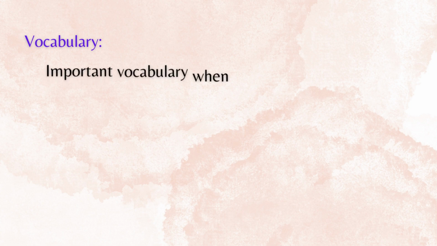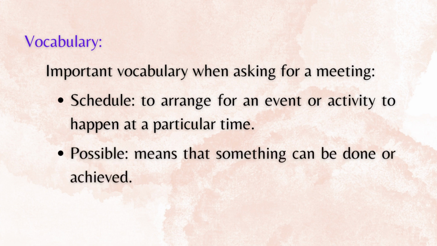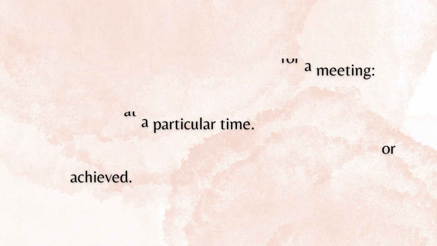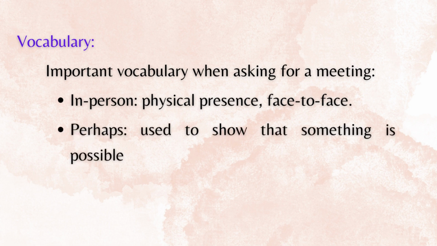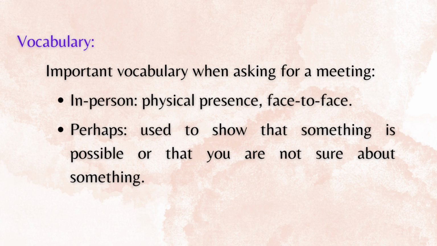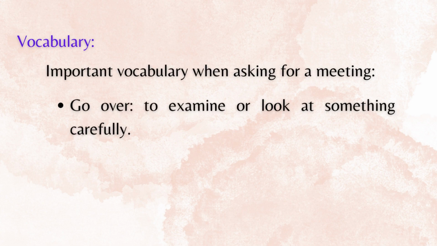Vocabulary. Important vocabulary when asking for a meeting. Schedule, to arrange for an event or activity to happen at a particular time. Possible, means that something can be done or achieved. In person, physical presence, face-to-face. Perhaps, used to show that something is possible or that you are not sure about something. Go over, to examine or look at something carefully.